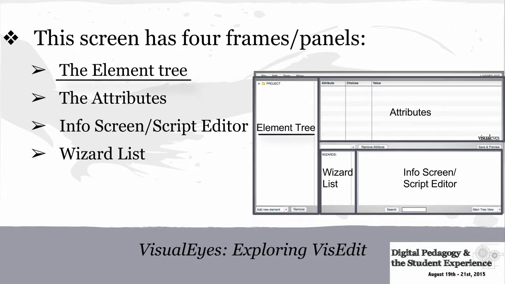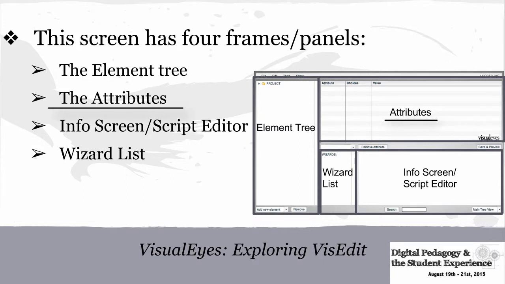The element tree. In the element tree, you will get a quick definition of elements. They are considered the building blocks in VisualEyes, and they are connected together to design a project. The element tree shows all the elements available and used by your project. There's a drop-down menu at the bottom left, directly below this frame, that allows you to add or delete elements.